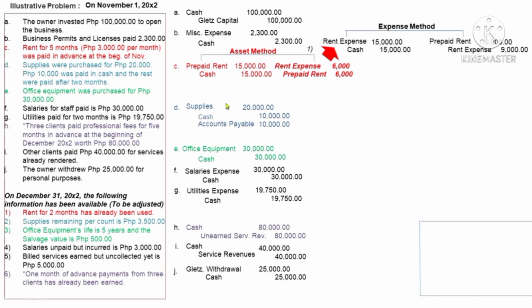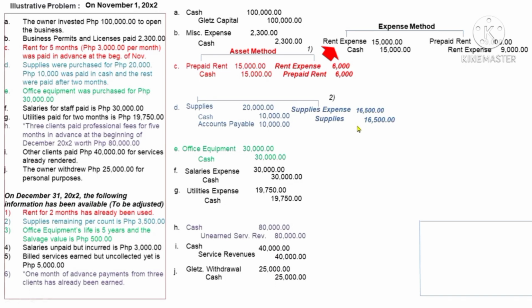That is why the entry is debit supplies 20,000 and credit cash 10,000 for the down payment and accounts payable 10,000. But in this, it is said that the remaining supplies is 3,500. So that means 16,500 worth of supplies was used. So at the year end, we need to debit supplies expense of 16,500 and credit supplies 16,500.